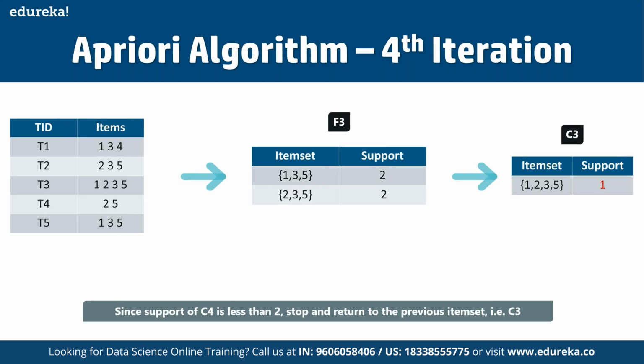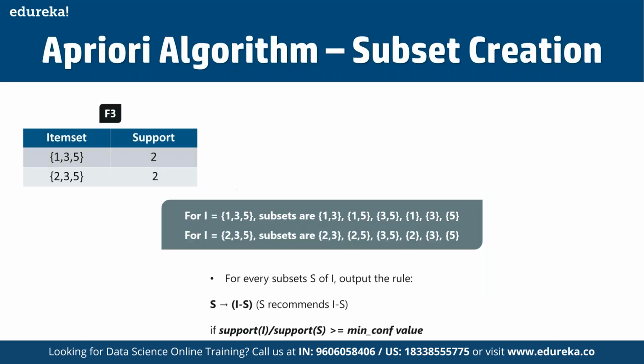So with F3, we get the following item sets. That means for the first, we have 1, 3, 5, and its subsets are 1, 3, 1, 5, 3, 5, and 1, 3, 5. Whereas for the other item set, we have 2, 3, 5, and its subsets are 2, 3, 2, 5, 3, 5, and 2, 3, 5 itself. And for every subset of I, we have to define the output rule.